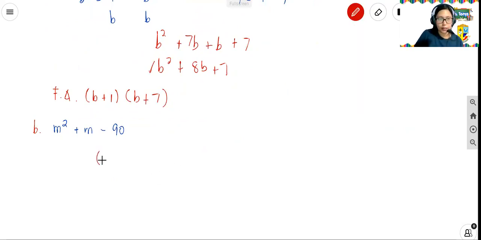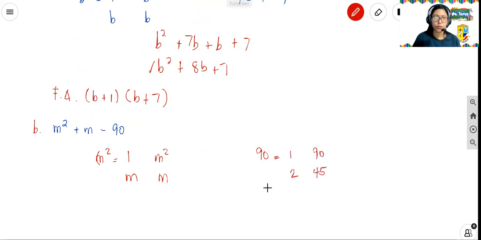So let's try for m squared. Let us try 1 and m squared. But we also have m times m. For 90, this has several factors. We have 1 and 90. We have 2 and 45. We have 3 and 30. We have 5 and 18. What other factors do we have?